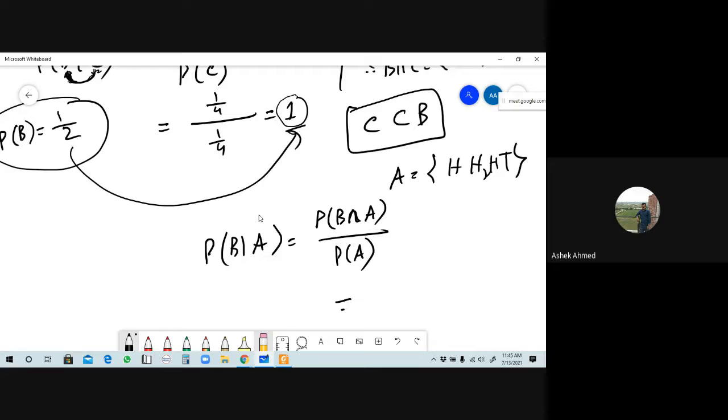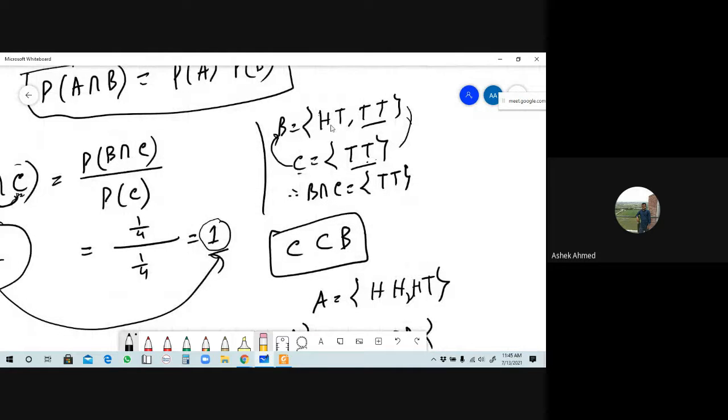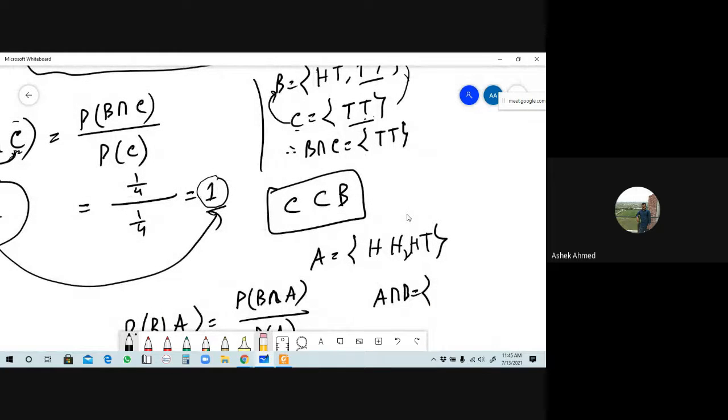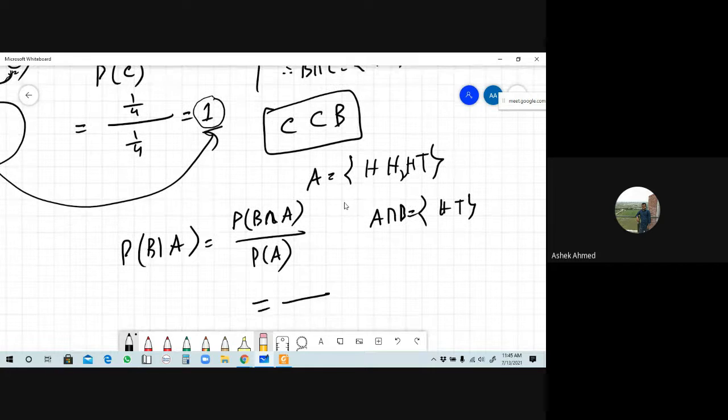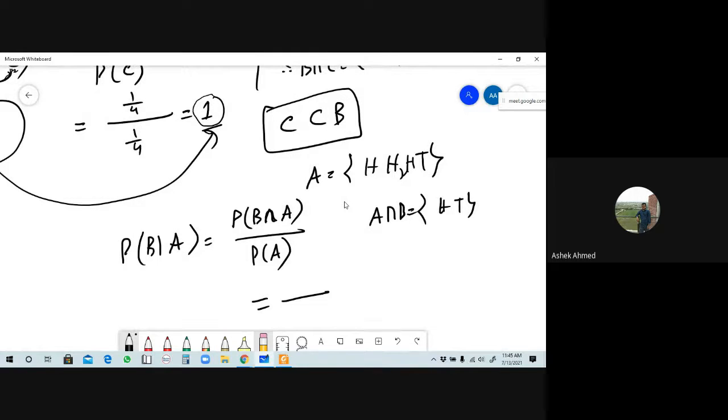Okay? From this concept, tell me if you intersect A intersection B, the result will be কত হবে? Tell me. B is HT, TT, or A is HH, HT, so intersection will be only HT here. Okay, then A intersection B means B intersection A. From here we can say that the probability of B intersection A will be 1/4. But probability of A, the number of A is here 2. Okay, so the probability of A will be 2/4. The result is half. The probability B given A is half here.